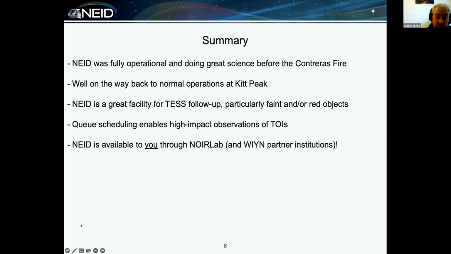So in summary, NEID was fully operational and doing great science before the recent Contreras fire, which happened at and near Kitt Peak this summer. I'm happy to report that things are well back on the way to normal operations at Kitt Peak. NEID is a great facility for TESS follow-up, particularly for faint or red objects, and the queue scheduling really enables high impact observations of TOIs. And I want to emphasize that NEID is available to you, the community, through NOIRLab, and also through collaboration with WIYN partner institutions. Thanks very much.